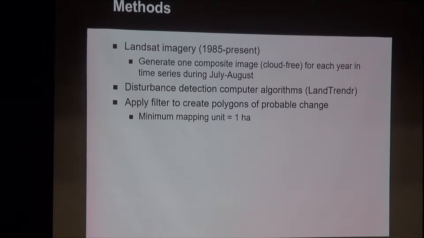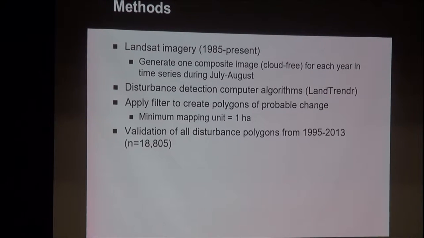After the algorithms are run on the entire time series, we apply a filter to create polygons, just little circles on the ground that have likely changed. When it's running, the algorithm ascribes a year to each of those. Then we eliminate anything that's smaller than 1 hectare, because a lot of times we get speckle out in the landscape, one or two pixels grouped together. We want larger areas, and in this case, we choose above 1 hectare. Anything smaller than a hectare, we're not detecting as a change. For Voyageurs National Park, we validated all of these polygons from 1995 until 2013, which ended up being 18,805 polygons to go through.